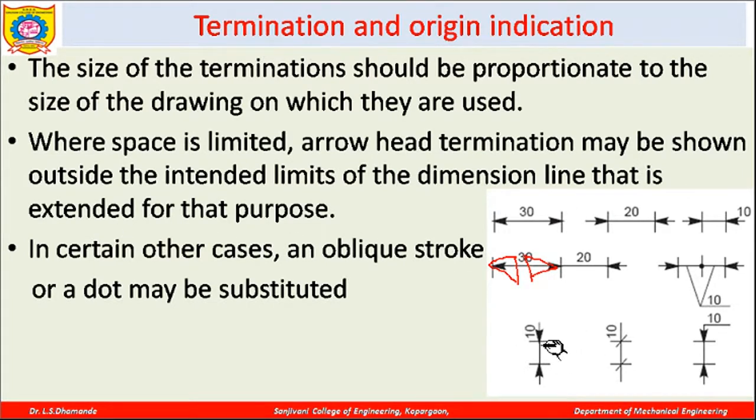So outside also you can see here. In this case it is not possible to draw these two arrows inside, so you can show them from the outside. In certain other cases an oblique stroke or a dot may be substituted. You can use these oblique strokes here, because there is little space and you cannot show the arrows. Or even here, if you have to show the dimension from this side to this side, you are going to have this dot in between, instead of showing the arrow or the oblique stroke, you can show the dot also in this case.